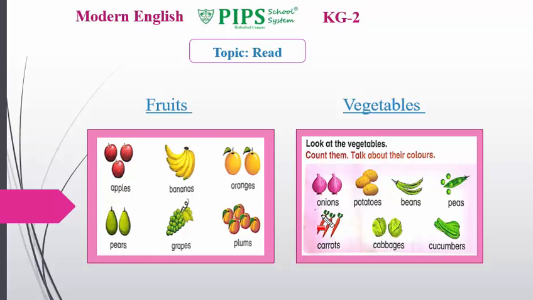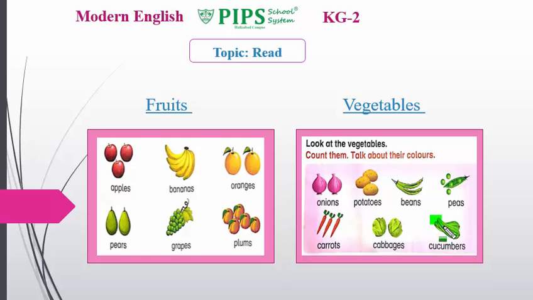Here is carrots, and here are the spellings of carrots, and the color of carrot is green and red. Next one is cabbage. Here are the spellings of cabbage, and the color of cabbage is parrot.